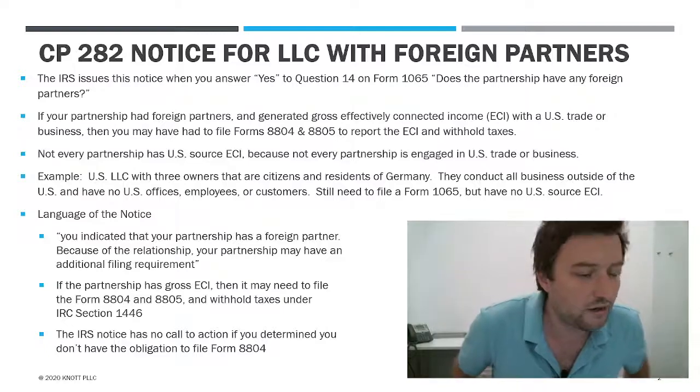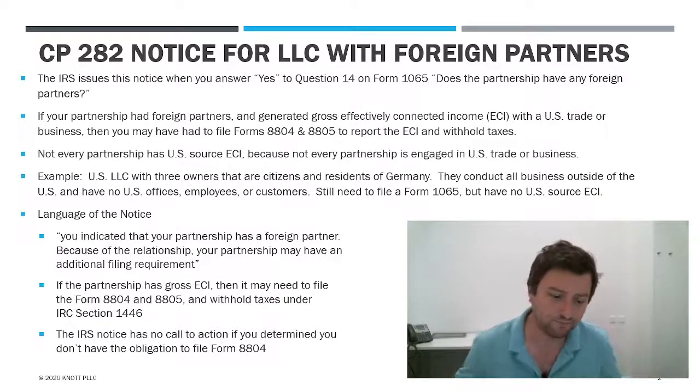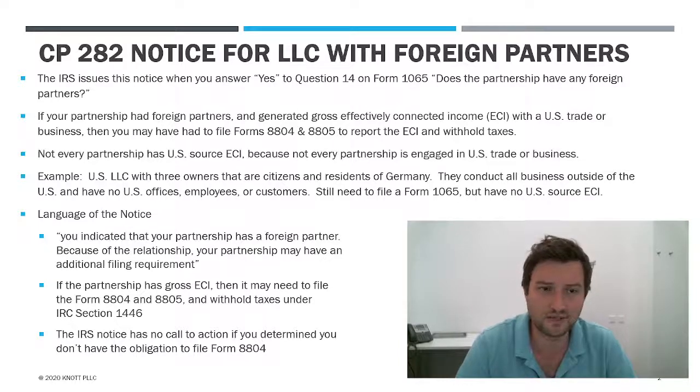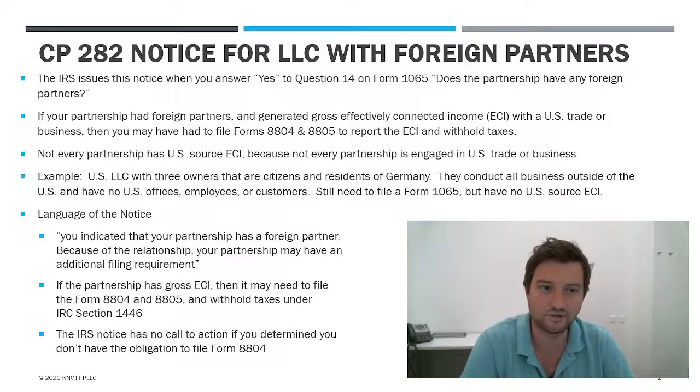So the 8804 and 8805 are used when you have a partnership that's engaged in U.S. trade or business, so that's the first element, and it has U.S. source income that's effectively connected with that U.S. trade or business. If that's the case, and you have any foreign partners in the partnership, the partnership is obligated to withhold tax on the income being allocated to those foreign partners.